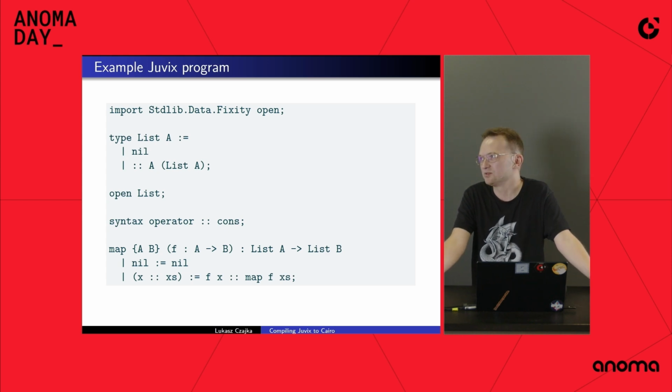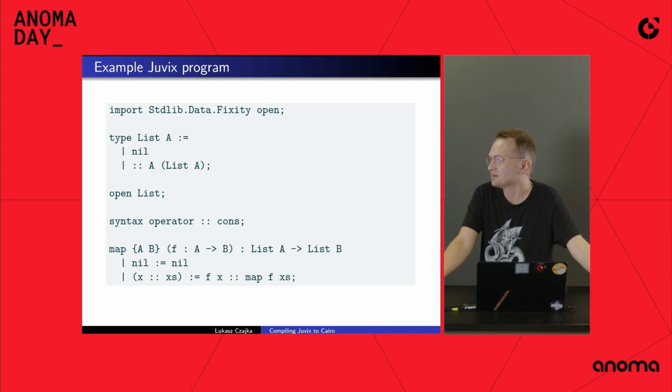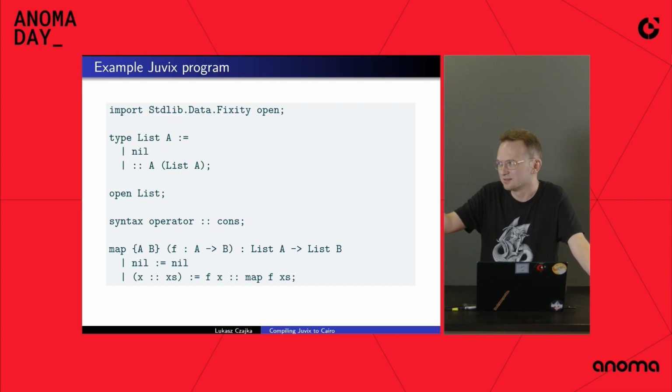Okay, so here is an example Juvix program, which demonstrates several features of the language. First of all, we have algebraic data types. Here we have the type list that has a type parameter a and has two constructors, nil, and let's pronounce this double colon as cons. So nil has no arguments, cons has a head, which is of type A, and a tail, which is of type list A.